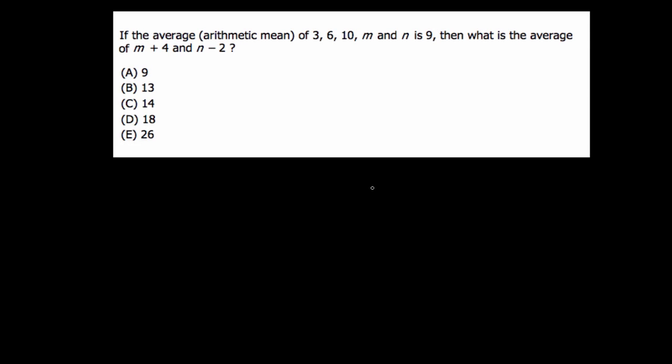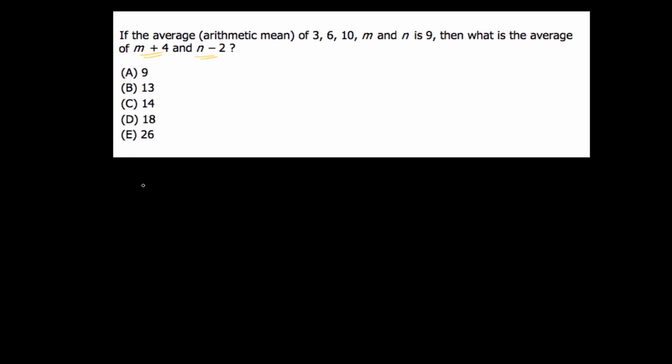If the average, that is the arithmetic mean, of 3, 6, 10, m and n is 9, what is the average of m plus 4 and n minus 2? So we want to find the average of m plus 4 and n minus 2. That's what we want to find.